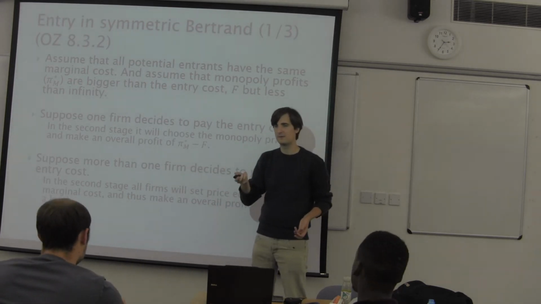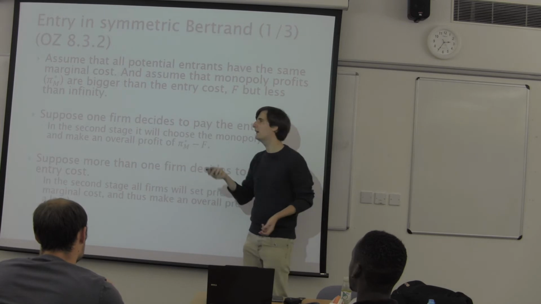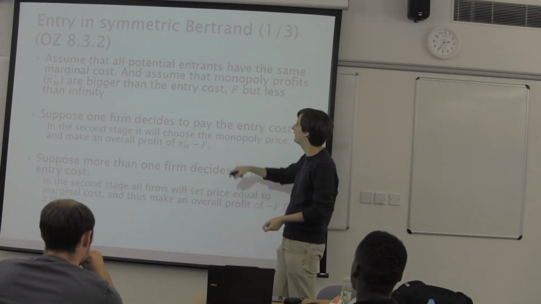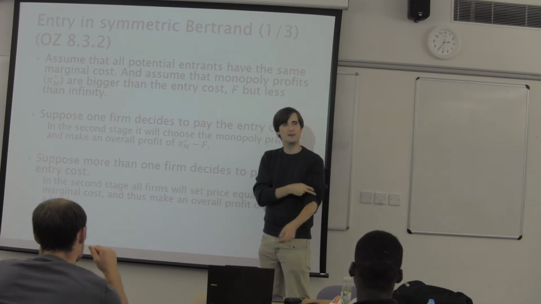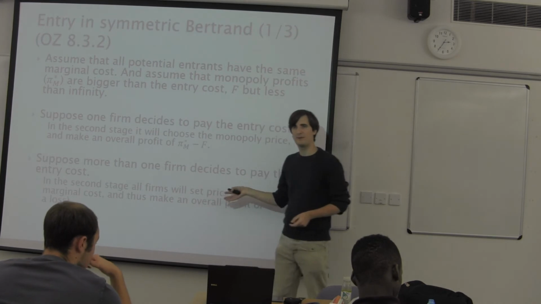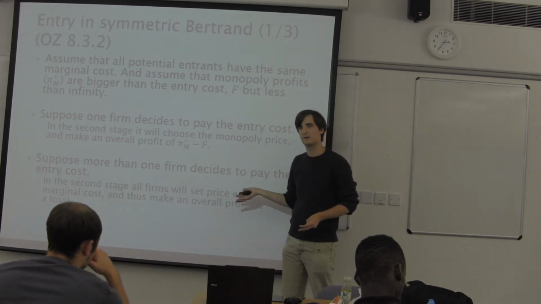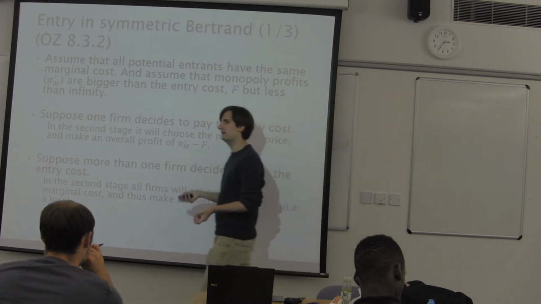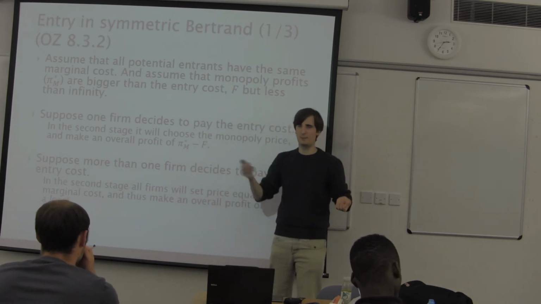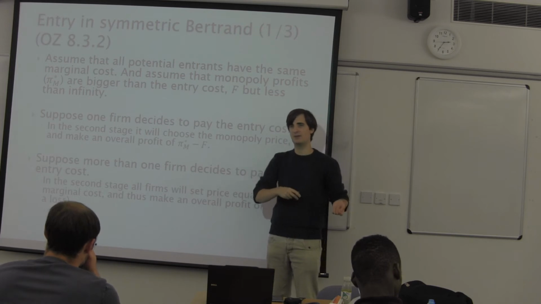Go on. All firms have to set price equal to marginal cost. Yeah, exactly. So, Bertrand competition, price gets driven down until both firms are setting the same price, namely their marginal cost. Okay, so in the second stage, those firms aren't going to be making any profits at all. So if two firms entered, they've made no profits from the second stage, so their overall profits would be negative. They make a loss overall.